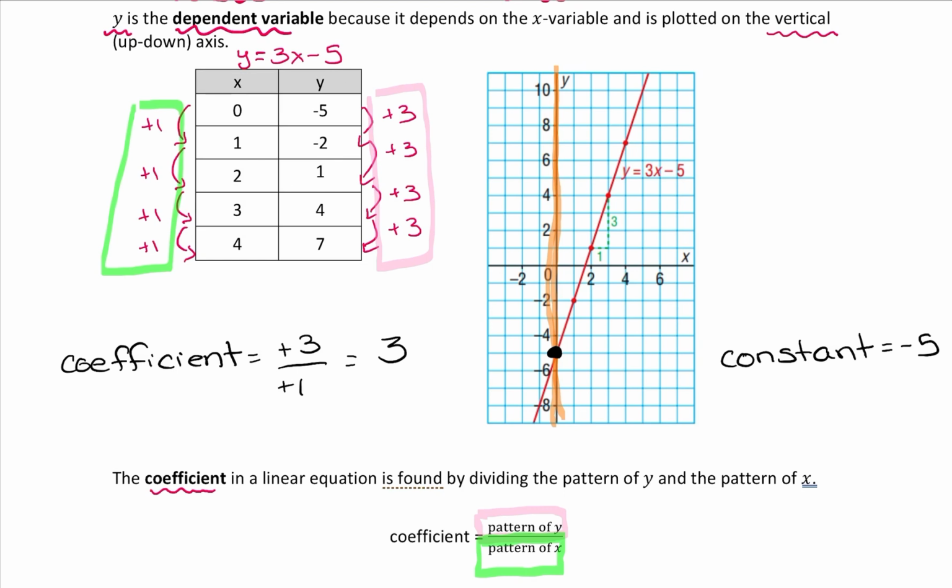I should also be able to see this pattern of the y values going up by 3 on this graph. If I look at what's happening as I go from one point to the next, these keep jumping up by 3. So that's how I can see that the graph also connects with the table.